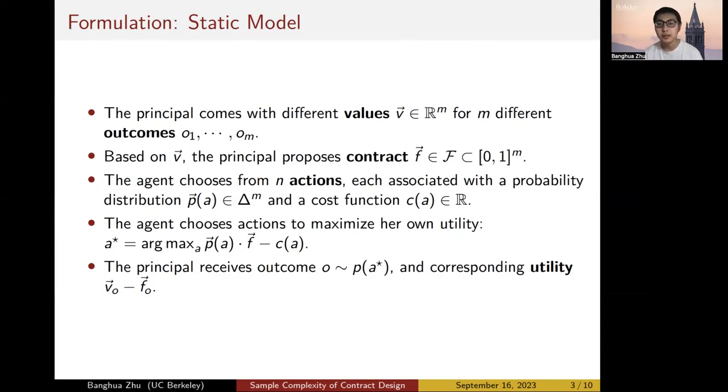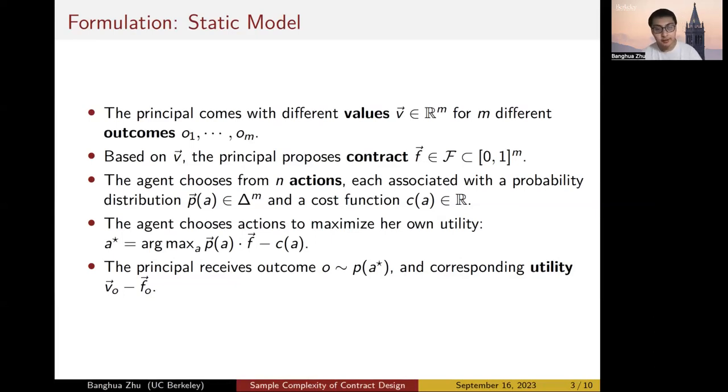The agent will choose actions to maximize her own utility, where the utility is defined as the expected payment from the contract, which is the inner product between the probability of outcomes based on the actions and the contract itself, F. And the whole utility will also subtract the cost for each different action. Finally, the agent will make a decision on the choice of actions based on the action that is maximizing this so-called defined utility.